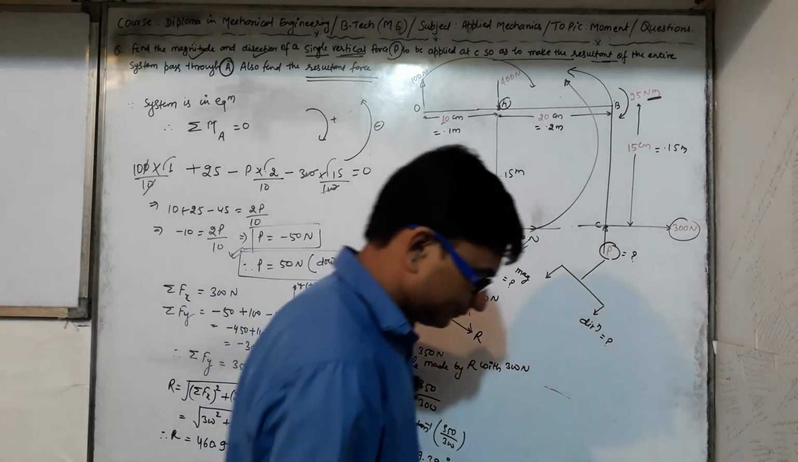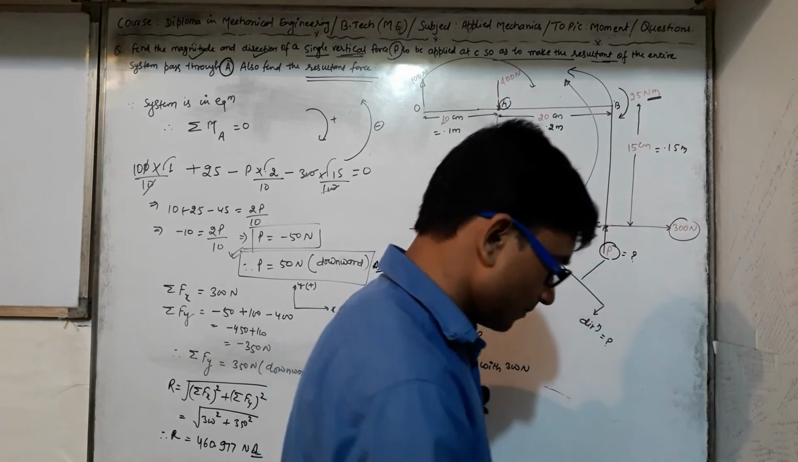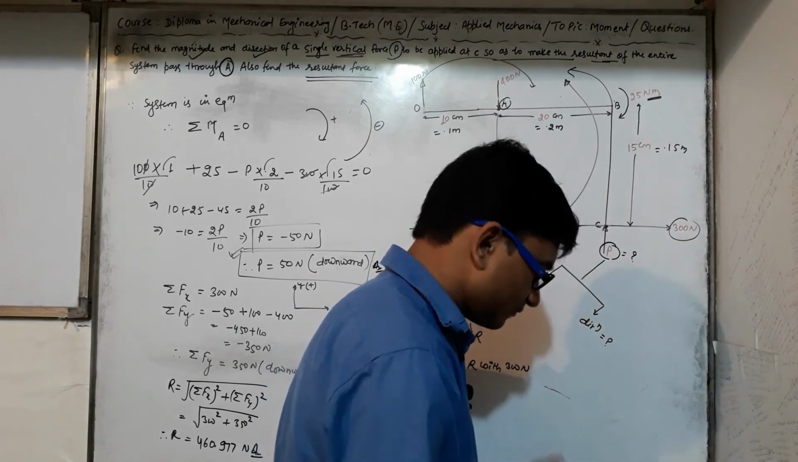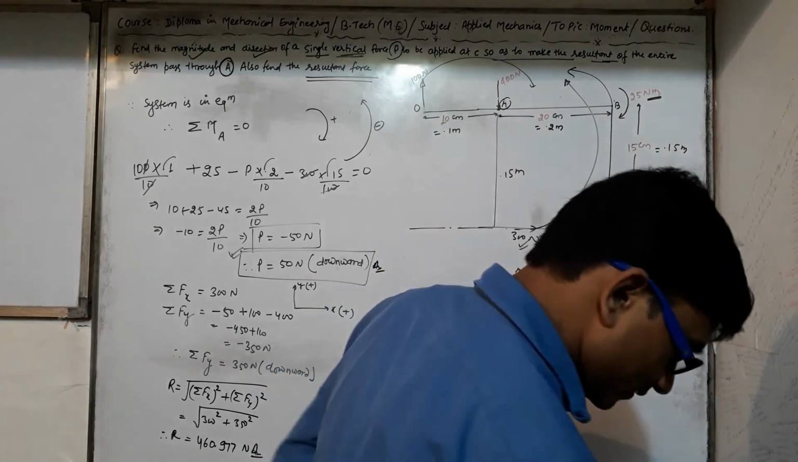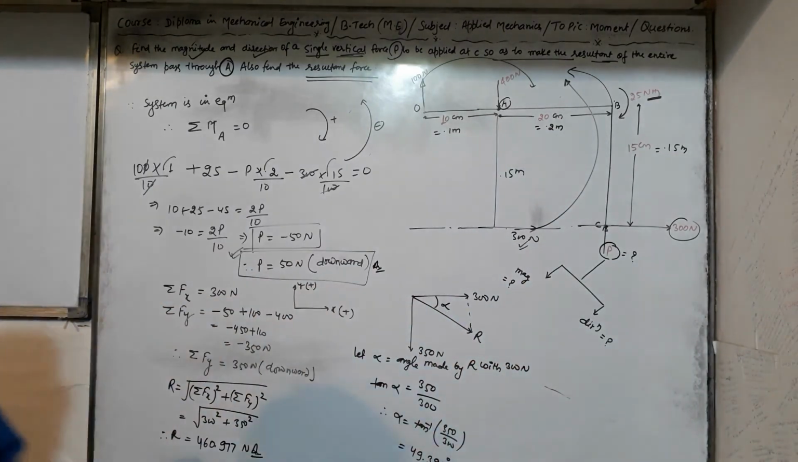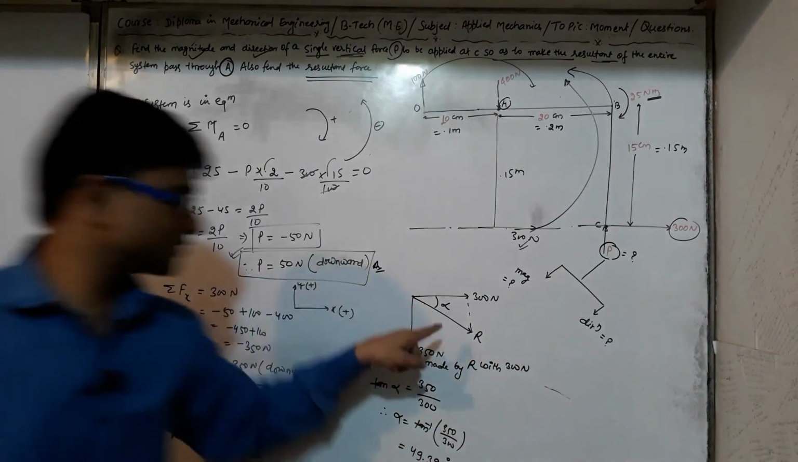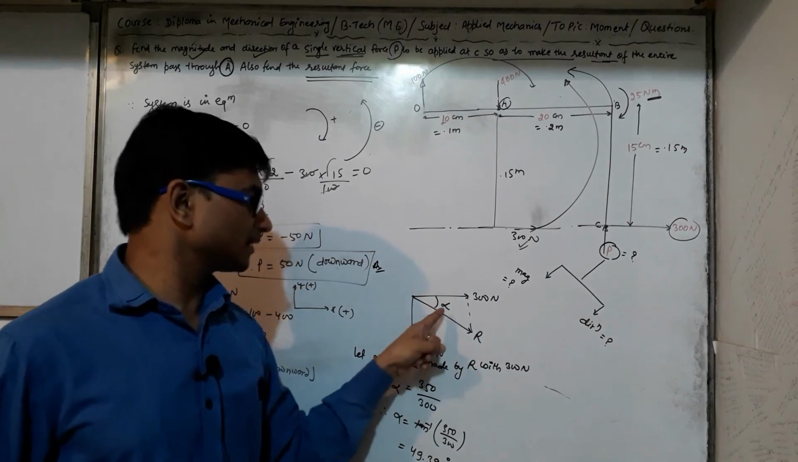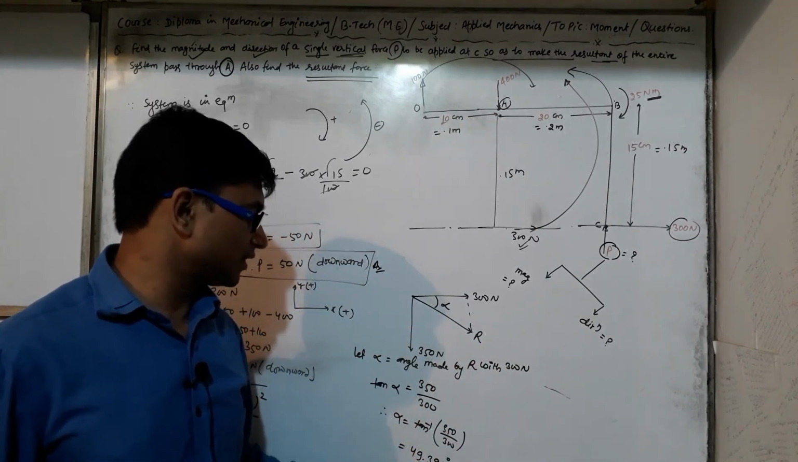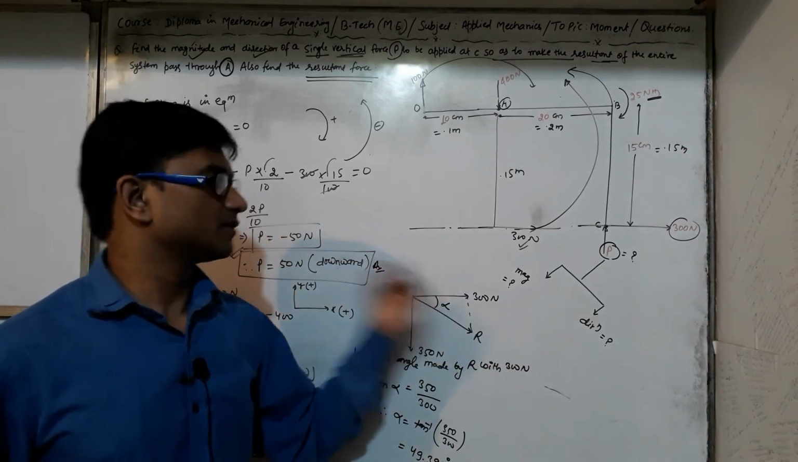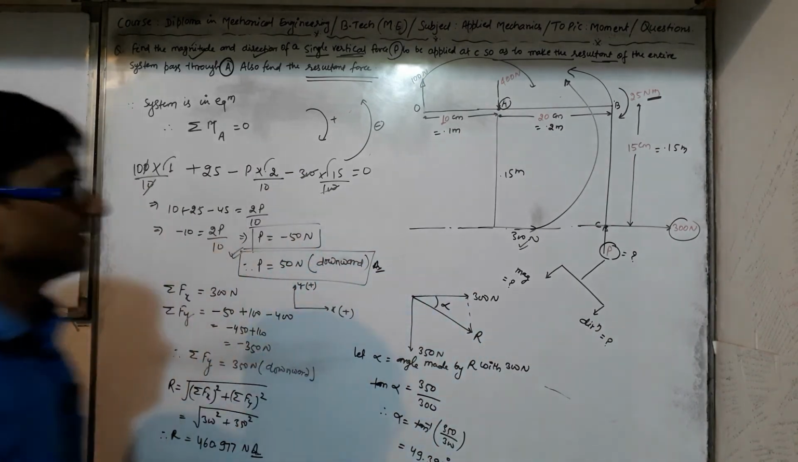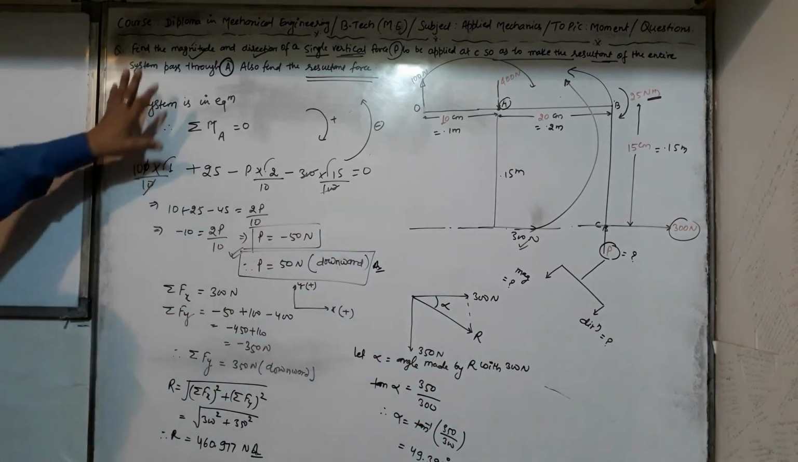So we have the magnitude of P, we have the magnitude of the resultant R, and we have the direction of this resultant, making an angle of 49.398 degrees with the 300 Newton. I hope that at the end, this is very clear.